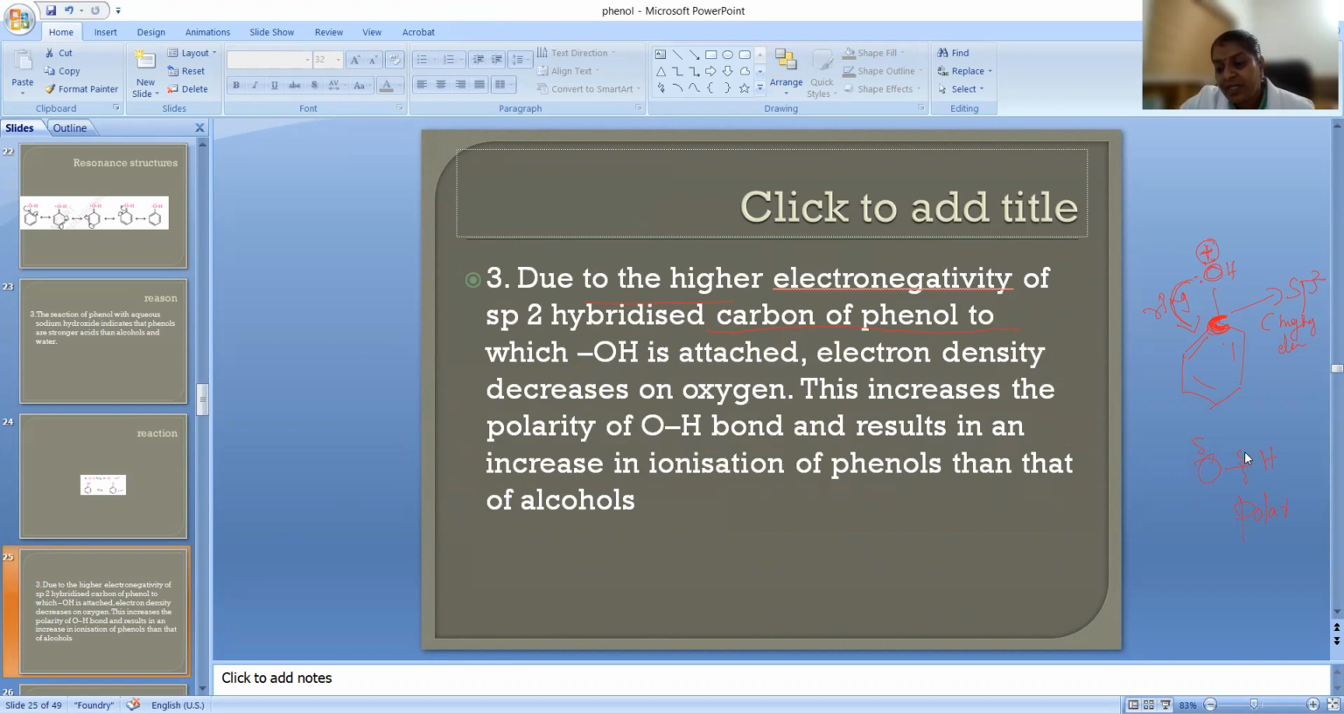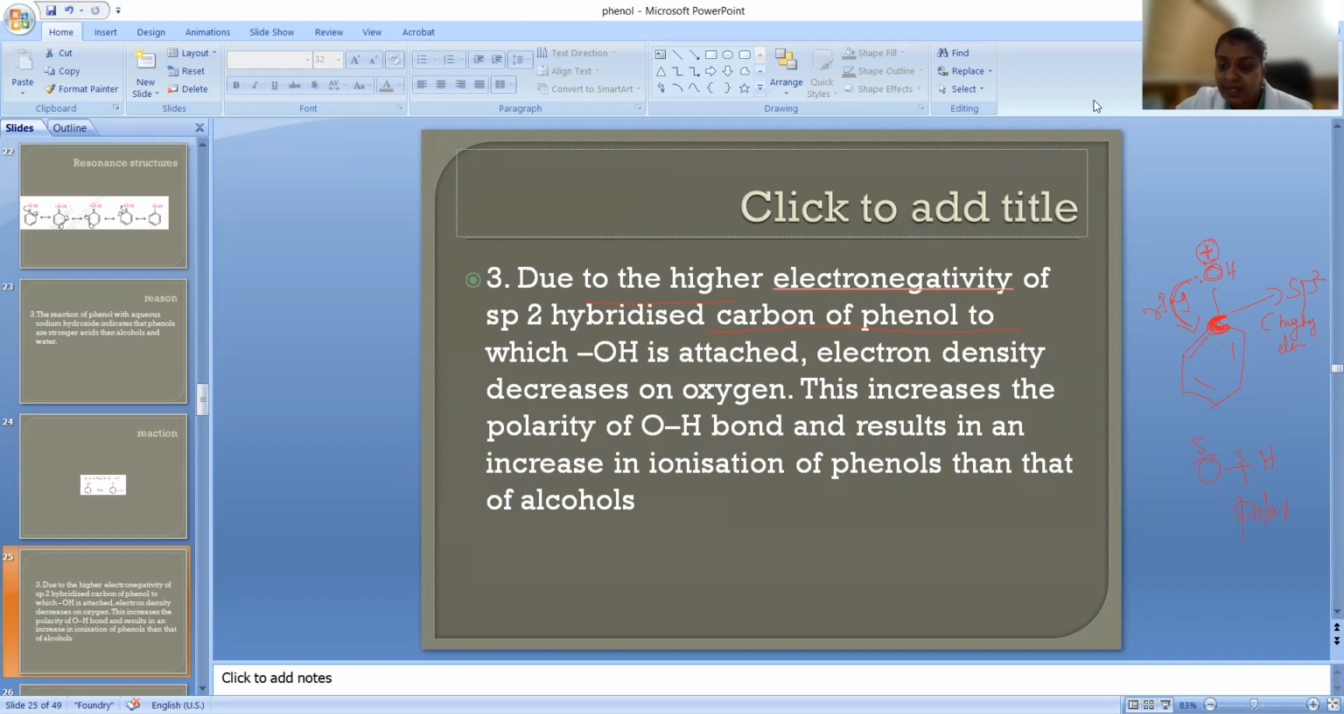Okay, so what will happen? It is easy to remove hydrogen ion from this particular group, because as the positive charge on the oxygen atom increases, the polarity also increases. As the polarity of the OH bond increases, it will be very easy to remove the H plus ions. Okay, so we already discussed acid is a substance which will donate H plus ion easily. So easy removal of H plus ion is possible because of this reason.